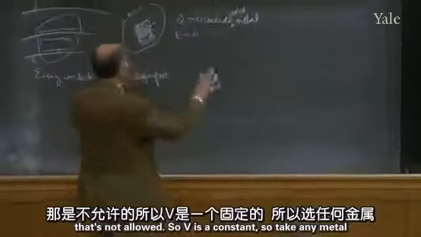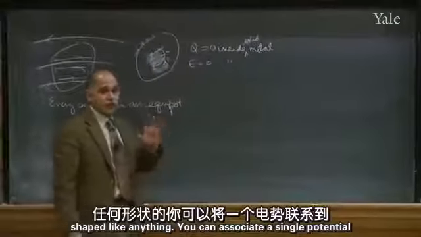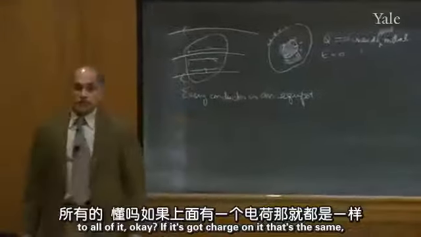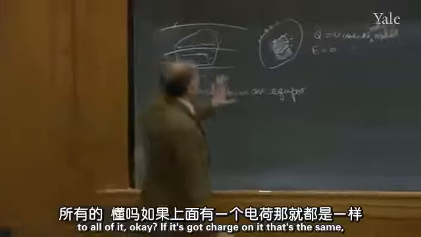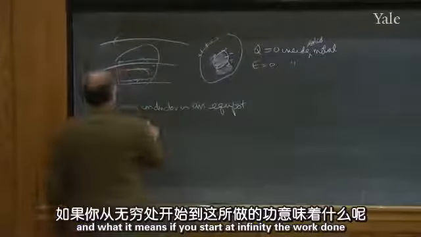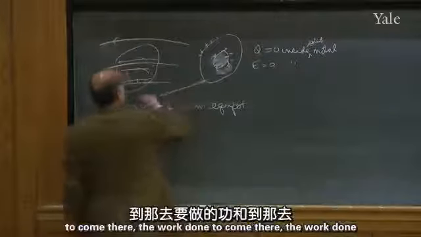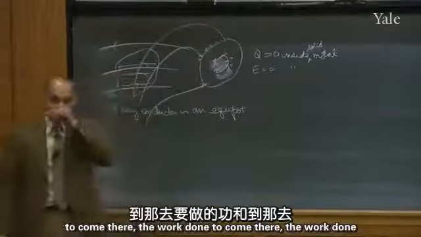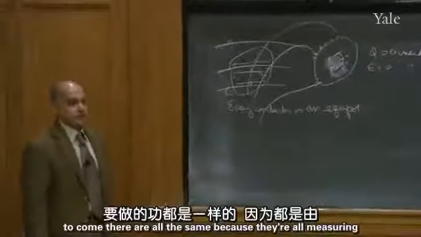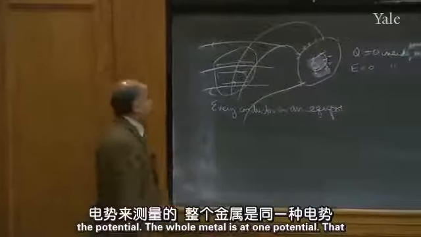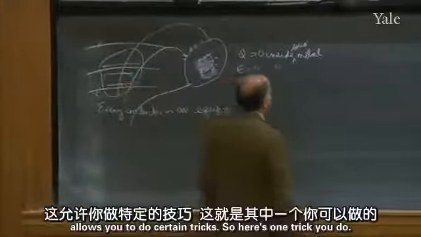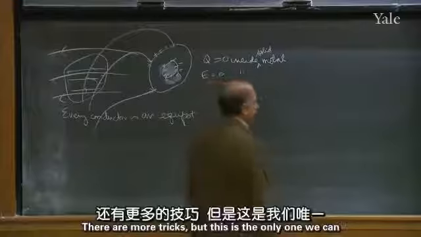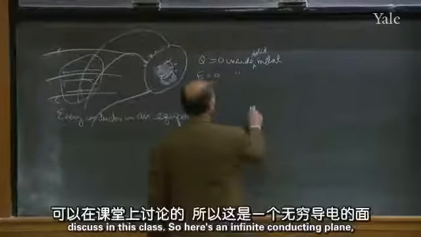So take any metal shaped like anything. You can associate a single potential to all of it. Okay? If it's got charge on it, that's the same. And what it means is, if you start at infinity, the work done to come here, the work done to come there, the work done to come there are all the same, because they're all measuring the potential. The whole metal is at one potential. That allows you to do certain tricks. So here's one trick you do. There are more tricks, but this is the only one we can discuss in this class.